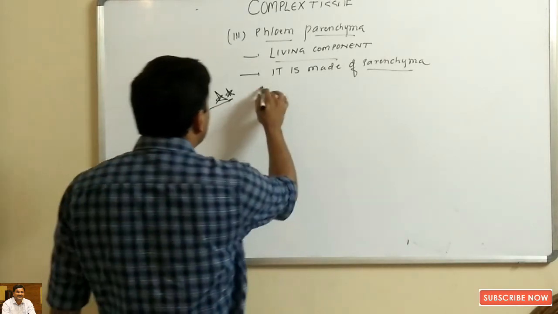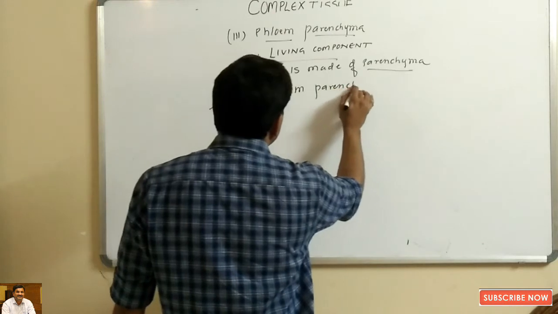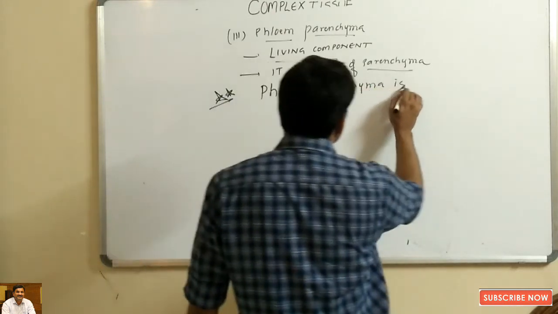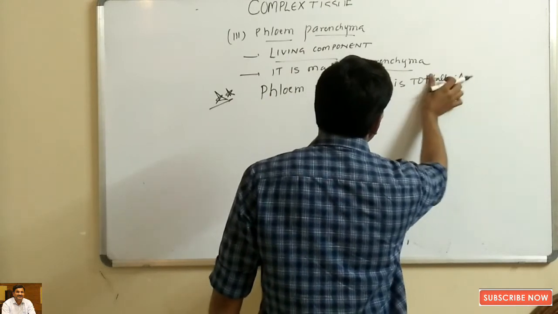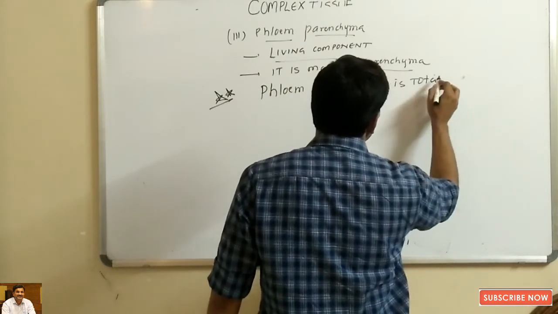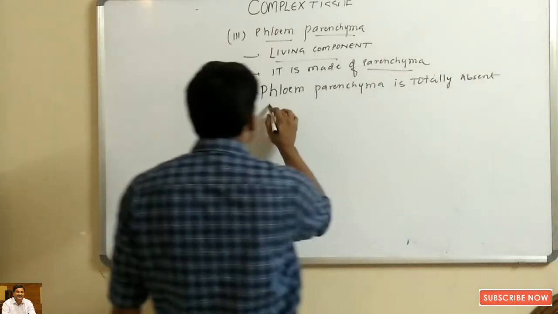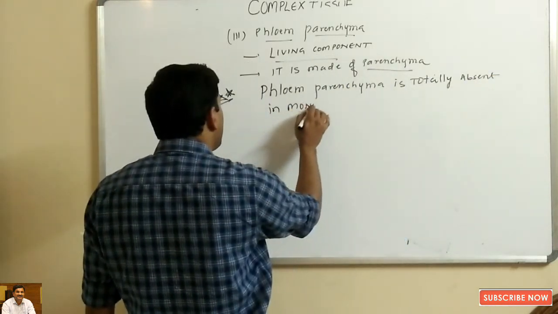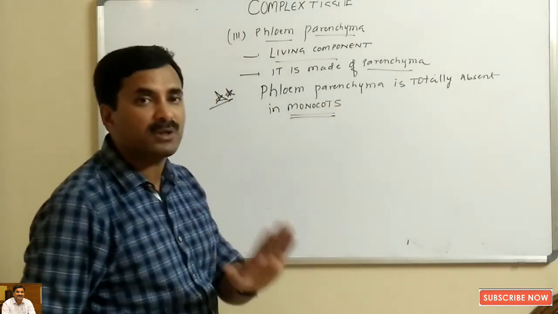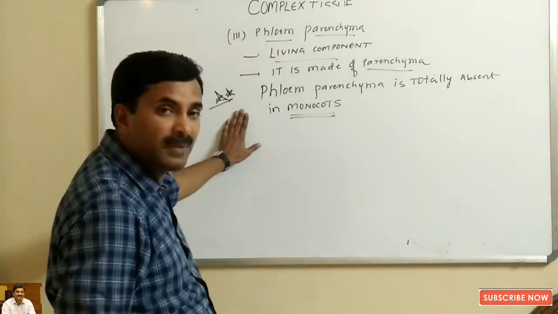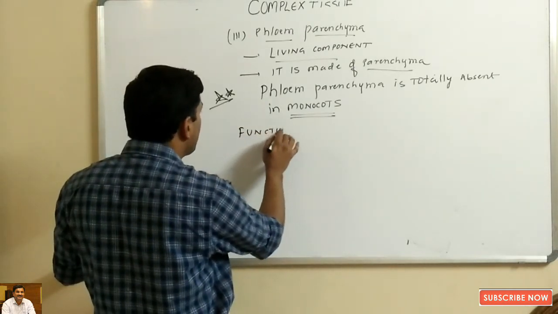One thing to be noticed here, very, very important for the purpose of the competitive exams, is that phloem parenchyma is totally absent in monocots. Phloem parenchyma is not at all found in monocots. No monocot is having the phloem parenchyma.